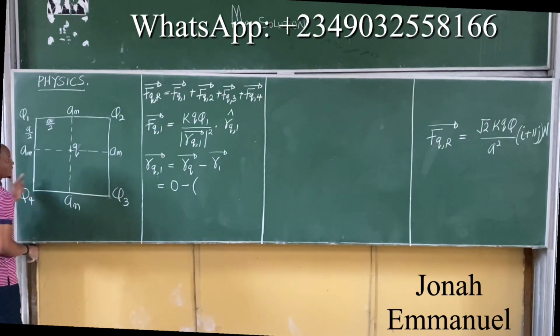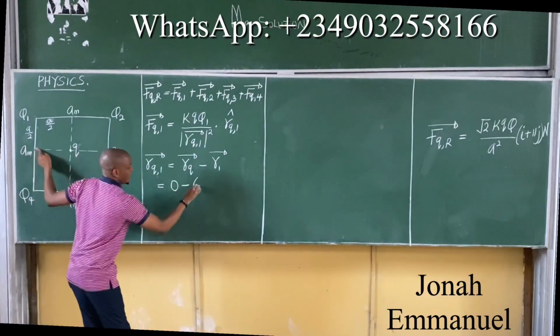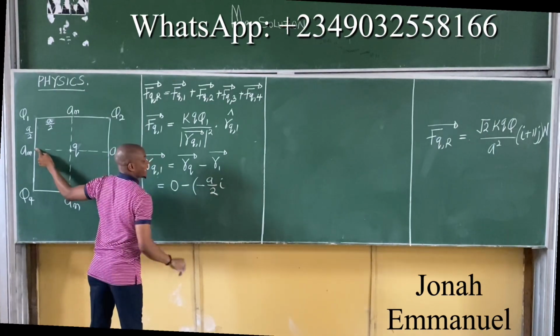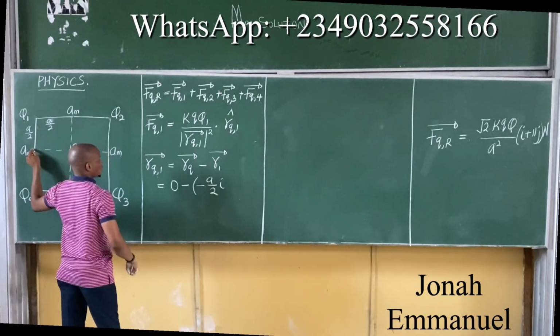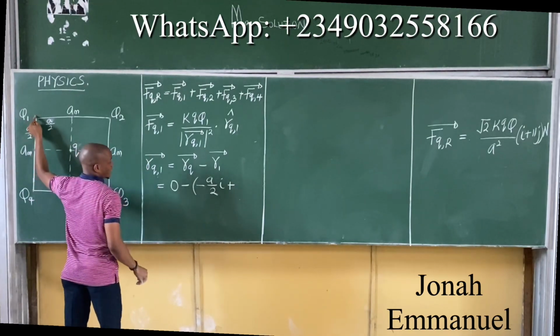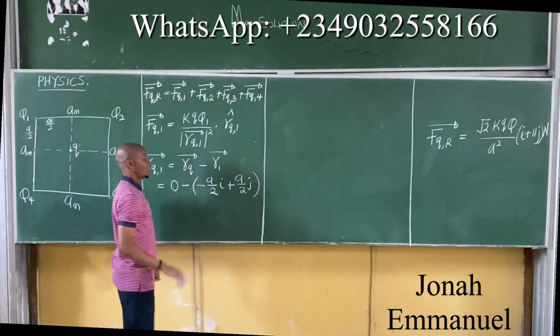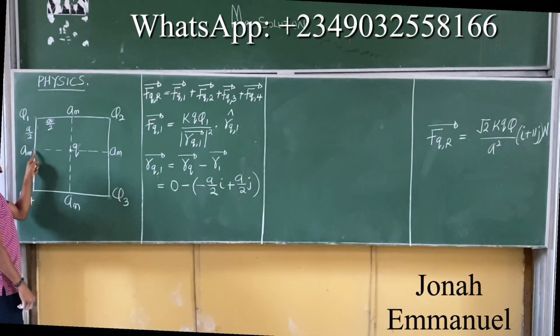So make your movement from here. It's going left, and the distance is A over 2. Going to the left makes it negative, so it becomes minus A over 2, in the i direction. Next, from here I'm going upwards, which is positive, and the distance is A over 2, so it becomes A over 2 j. That becomes your position: minus A over 2 i plus A over 2 j.